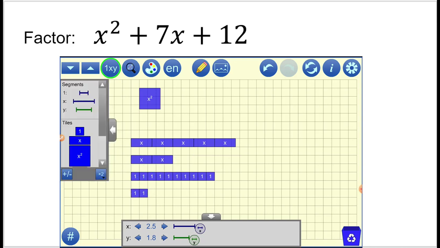Perfect. Again, I've tried this out. I tried using algebra tiles with actual manipulatives where you get to play with them, but it's hard to get 12 tiles.